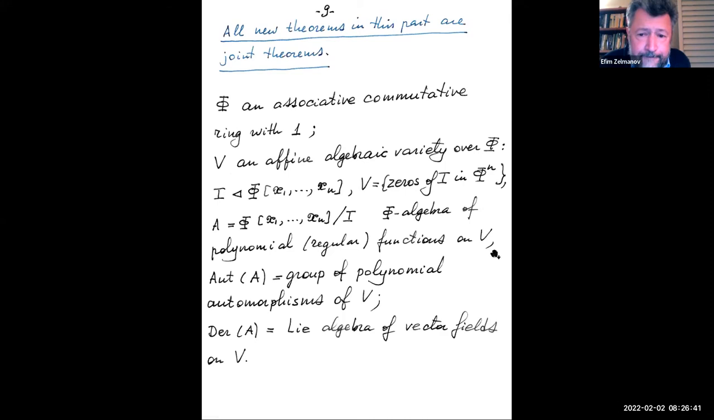Now, in this case, we usually get reduced algebras, the algebras without nilpotent elements, but I consider arbitrary finitely generated algebras. It also makes big sense in algebraic geometry. So the group of automorphisms of this finitely generated commutative algebra is called the group of polynomial automorphisms of the affine variety. And the group of all derivations of this algebra is called the Lie algebra of vector fields on this affine variety.